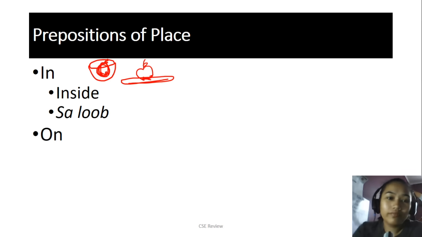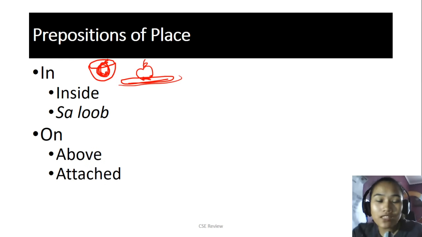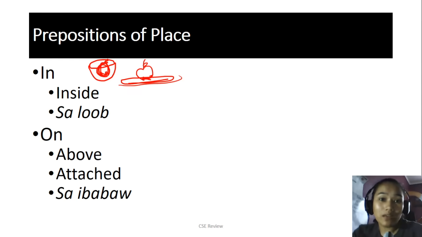Yung on, again, example natin with the apple, it's on the dish or on the plate. Ibig sabihin, nakapatong siya above or nasa surface. Pwede ring attached. Kaya, yung fly on the wall, kasi yung fly, yung langaw daw nasa pader. So, if it's above, or nakapatong, or attached, nakakabit, it's on. Okay? So, a patch on my shirt, kasi nakakabit sa shirt. Nasa ibabaw ng shirt, basically. Nakapatong doon. Pag nakapatong, or nasa ibabaw, gagamitin mo, on. Okay?